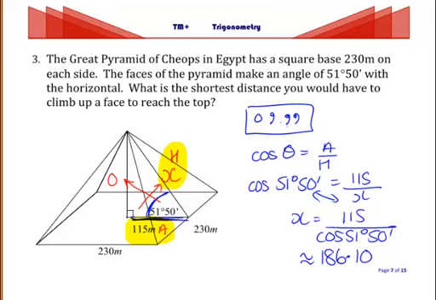Now, if you get a negative answer, the reason for that is when you've put this in the calculator, you've forgotten to put brackets around the divide. So it's 115 divided by open bracket cos 51 degrees 50 minutes close bracket. Okay, finish with a therefore statement. Therefore, you would have to climb approximately 186.10 metres. Always remember your units.